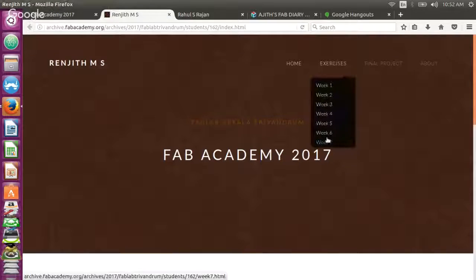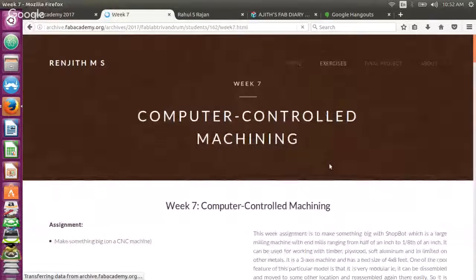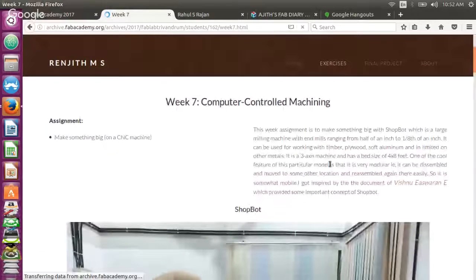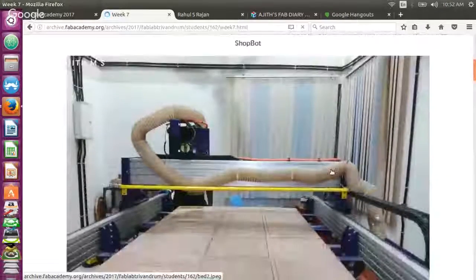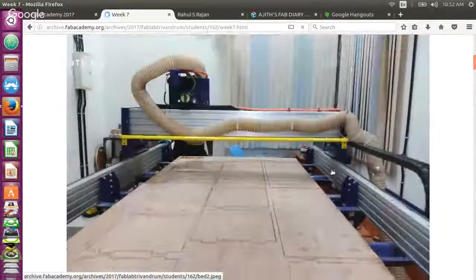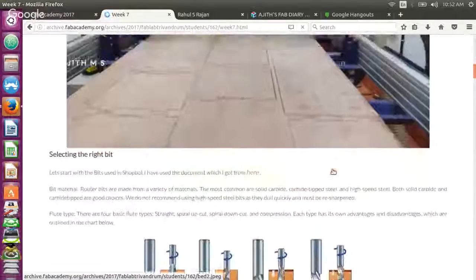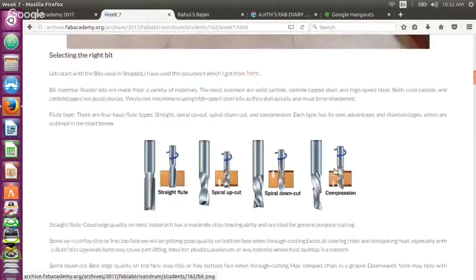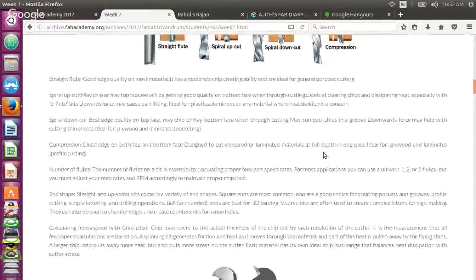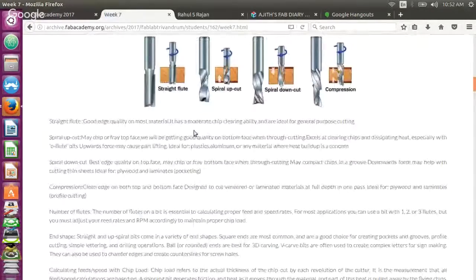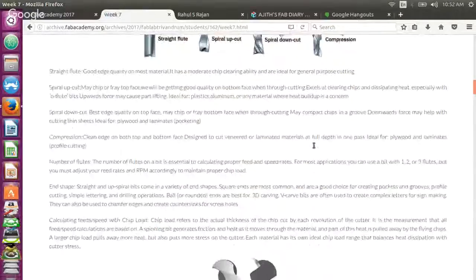I did not complete the documentation. Whatever I have done is kept here, and I am still in the process. These are the bits. Yeah, this is more important, like about the machine, we all need to write down actually.